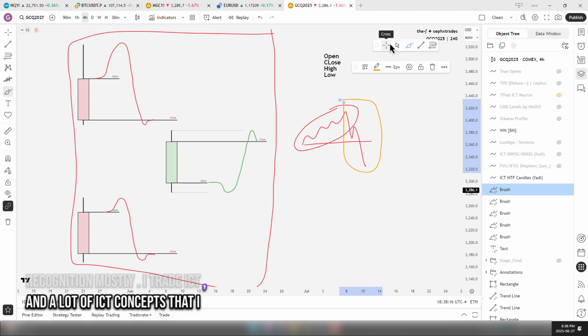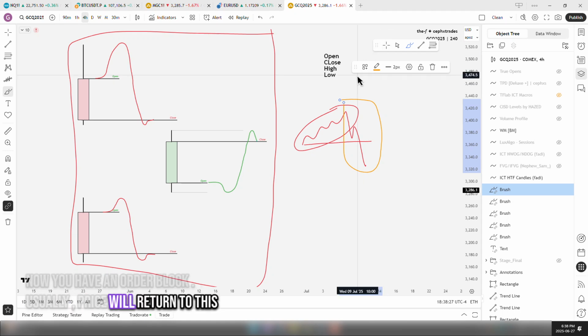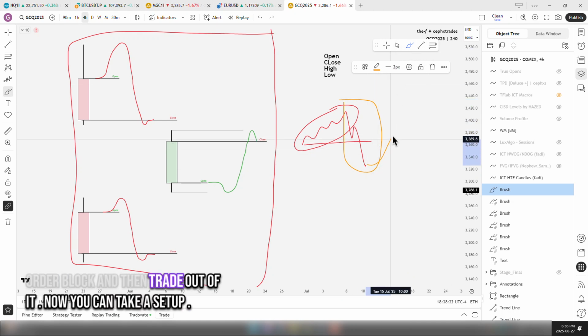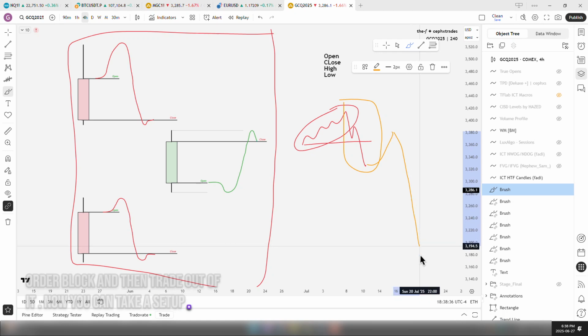I trade ICT, and a lot of ICT concepts that I trade are based on these foundational concepts. Now, when you have an order block, usually price will return to this order block and then trade out of it. Now, you can take a setup, right? You can take a setup.